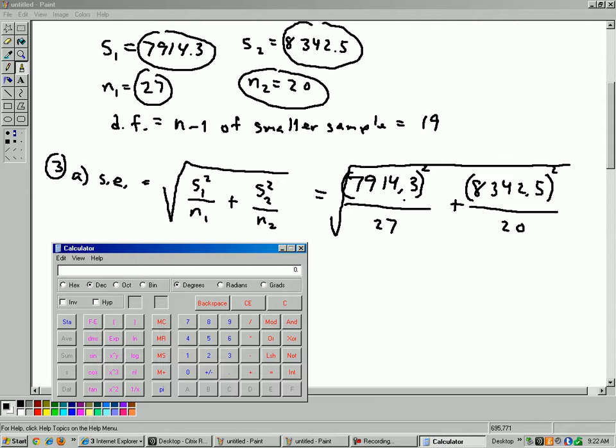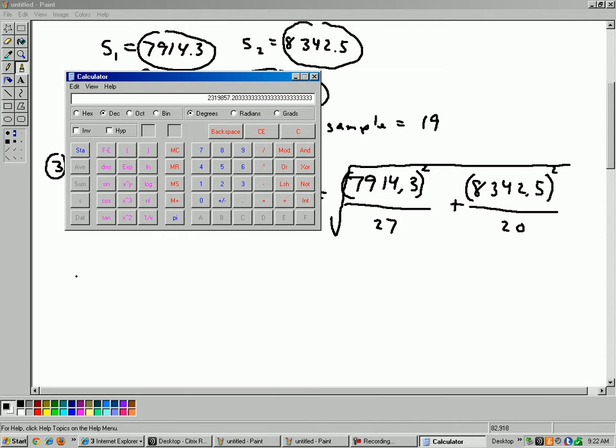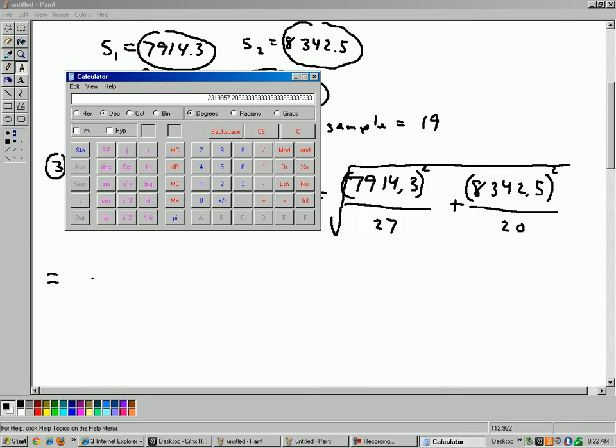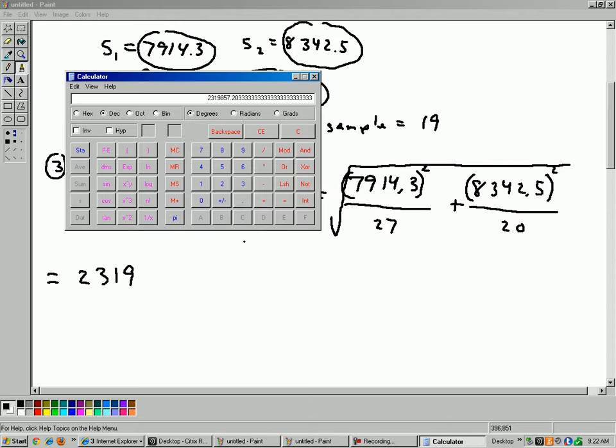So I'll just type in 7914.3, square that. We have an x squared button right there. Okay, that's just squared. And then divide that by 27 and equals. Okay, I get this number. I'll just round that to 2319857.2.